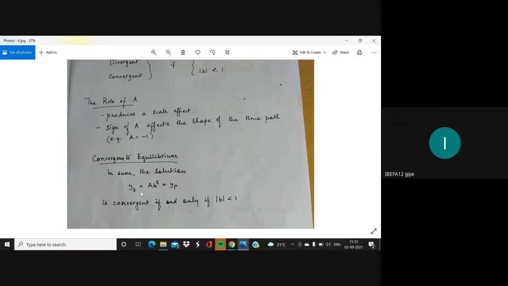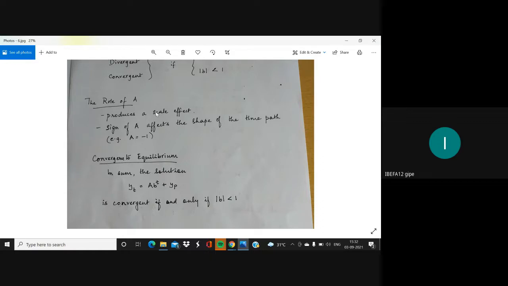Okay. Then when you're looking at the convergence to equilibrium itself, if you look at the solution, this is the entire solution. This is the complementary function. This is the particular solution. I've written it in the general form. Now this solution will be convergent for a particular time series only if the absolute value of B is less than 1. This is something that was written above.